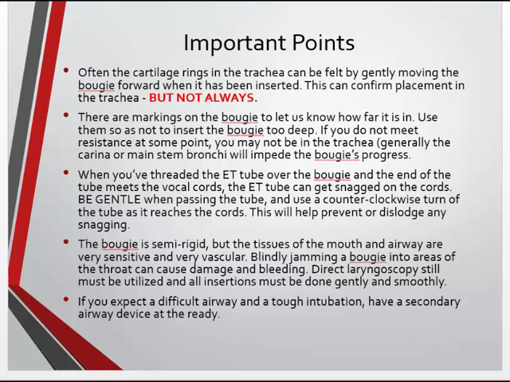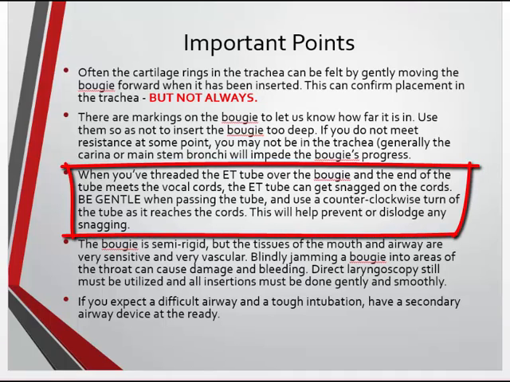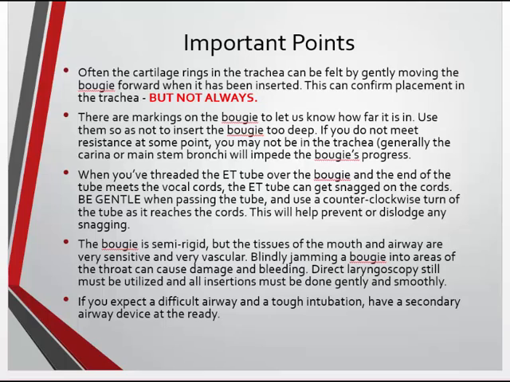So if you're at 25 centimeters, say, and you put your tube in, and by the time you get your tube loaded up, you're at 15, you may have pulled that bougie out. So again, you may meet some resistance at some point if you're in the trachea, generally the carina or mainstem bronchi. When you've threaded the ET tube over the bougie and you get to the vocal cords, remember that little counterclockwise turn. So you're going to turn your tube counterclockwise. This is going to help prevent or dislodge any snagging that's on there.